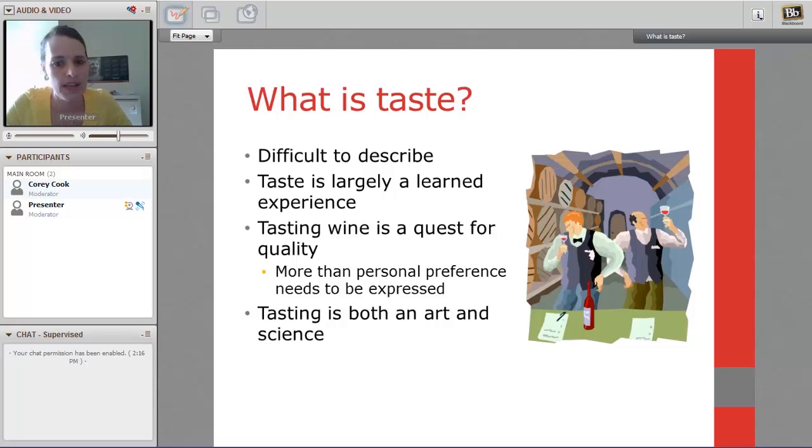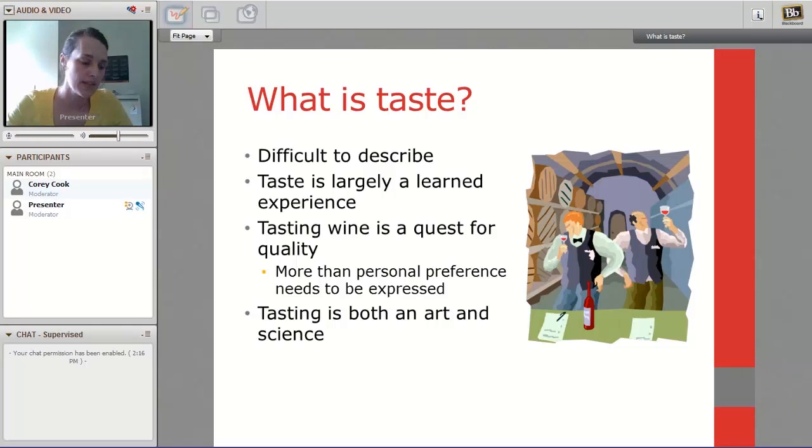Tasting wine is largely a quest for quality, and so what we're going to talk about is that more than just personal preference needs to be expressed. It's fine to just say I like it or I don't like it. I mean, certainly that would be the knee-jerk reaction. But then go on further to talk about why you like it, what you don't like about it, what does it have going on.